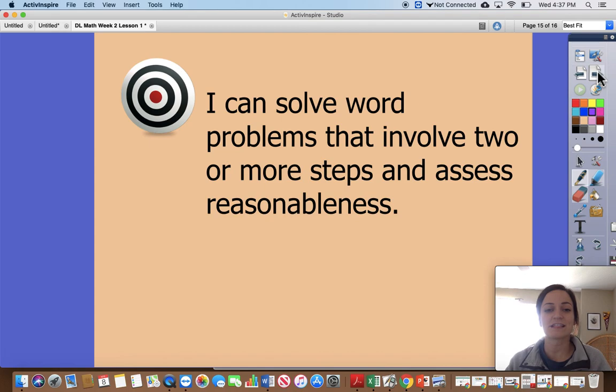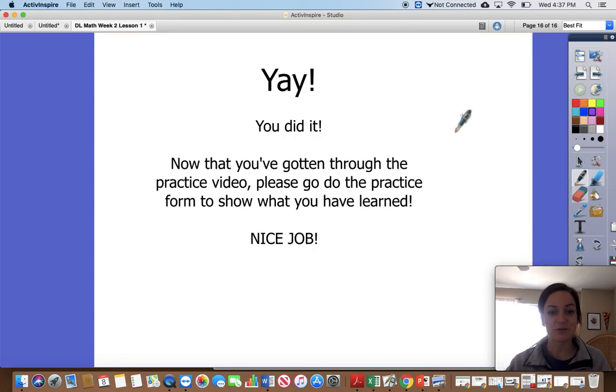By the end of this lesson, you were able to solve word problems that involve 2 or more steps, and you were able to assess reasonableness. Nice job. So make sure you go do your practice form to show what you've learned.